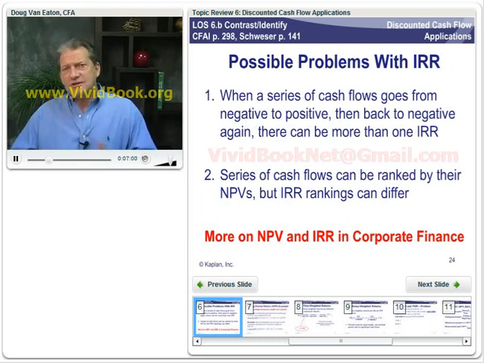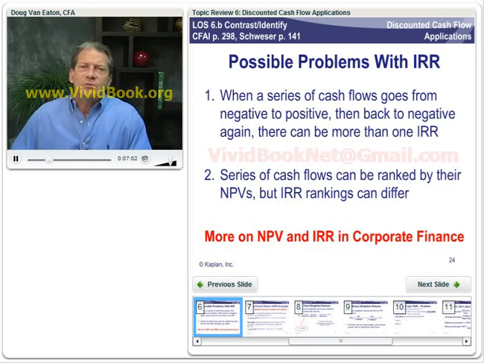Now, we've introduced these concepts here, and we'll see more about them and use them when we get into the study session on corporate finance.